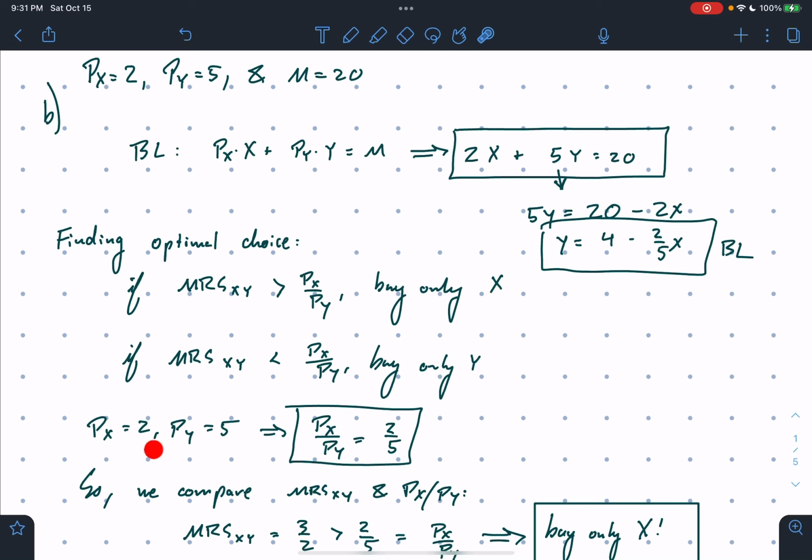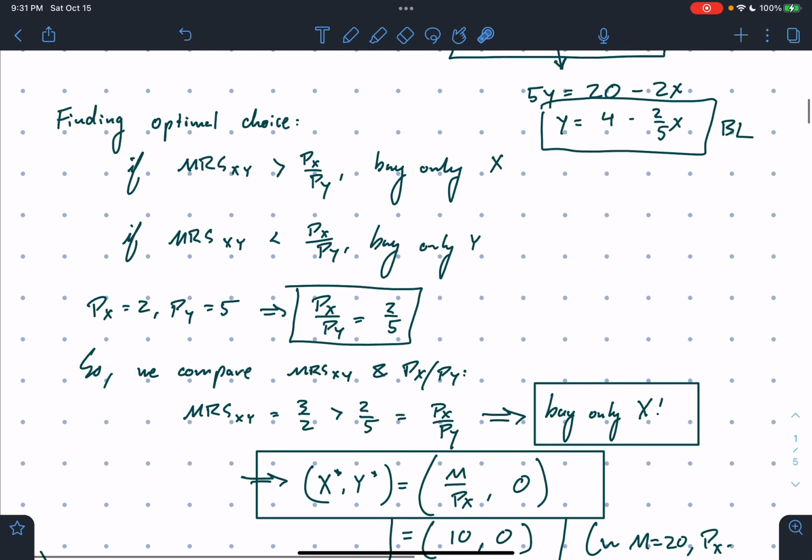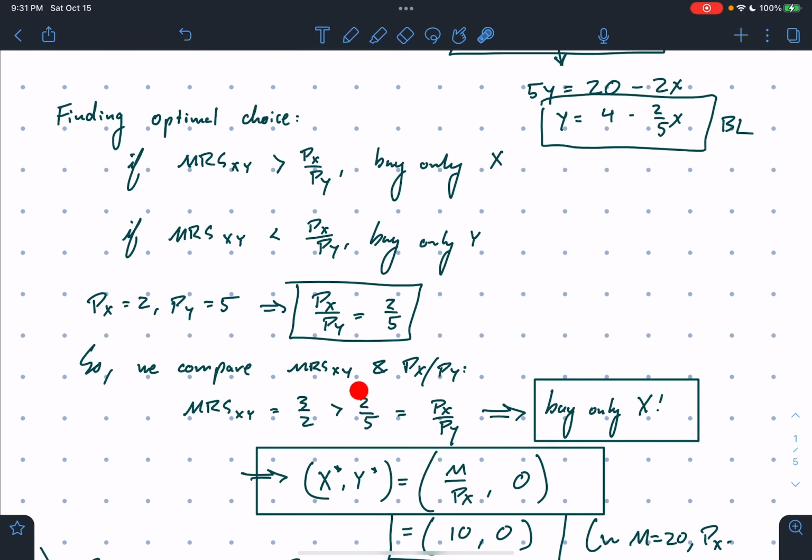So here, px is 2, py is equal to 5. So this means that the px over py is just 2/5. I just plug those numbers in. And we want to compare this to the marginal rate of substitution between x and y and px over py. So the marginal rate of substitution is 3/2, like we found in the previous part. This is greater than 2/5. This is greater than px over py. So this means that we will buy only x.